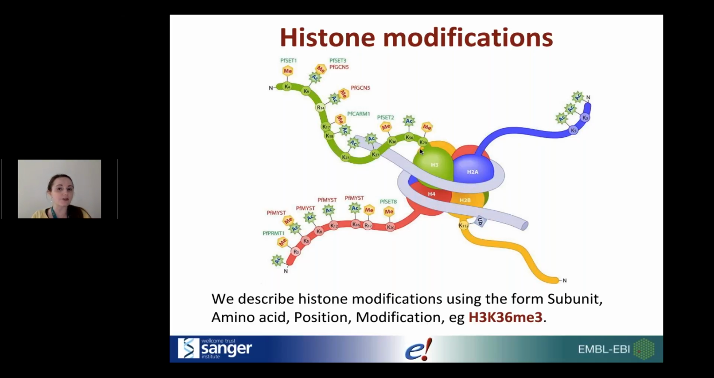There's a standard nomenclature that's used for describing this. So if we consider this lysine here, so this is lysine 36. So if we start at the N-terminus, it's position 36 on the protein, it's a lysine, and it's on histone 3. So we would describe this as it shows here, H3K36. And then if it has 3 methyl groups added onto it, then we would put Me3 for trimethylation. We would also have Me1 or Me2 for mono or dimethylation, or AC for acetylation.